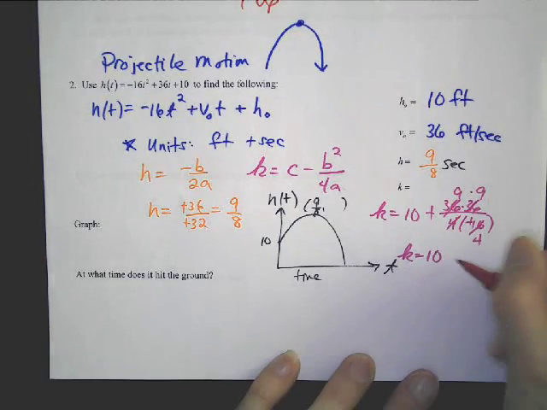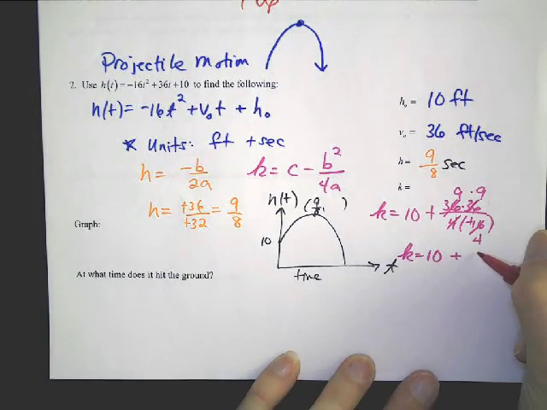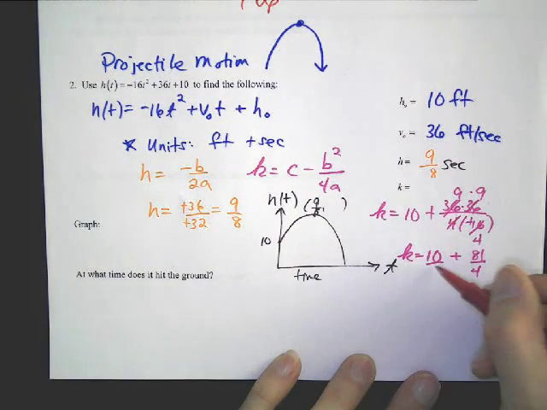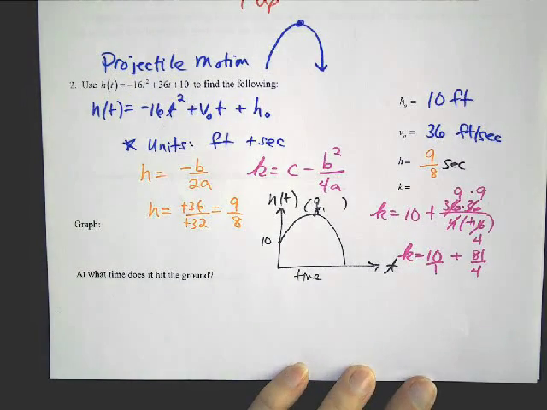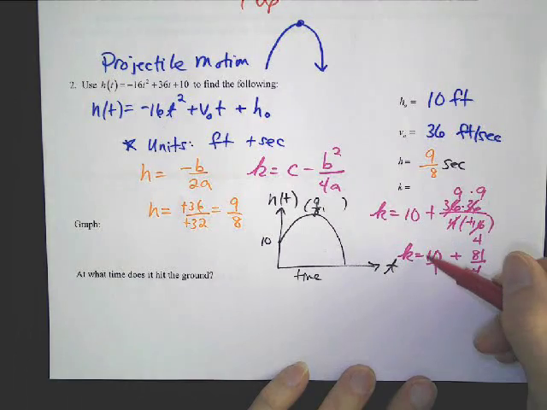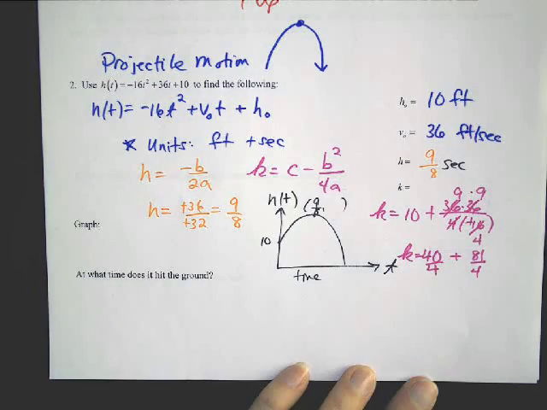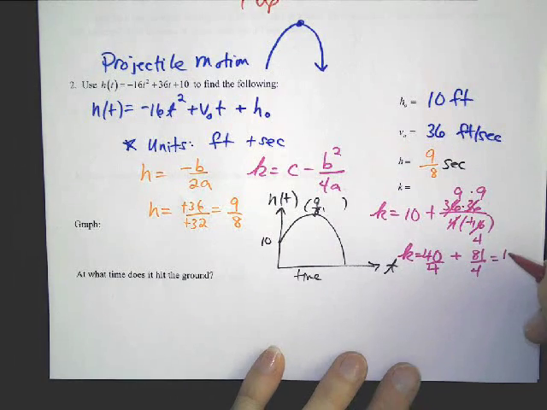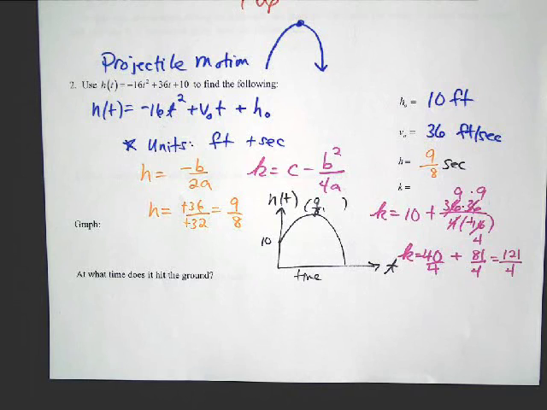So now I've got 10 plus 81 over 4. You know how I should write 10 over 1? Let's multiply by 4. 40 over 4. So 121 over 4.